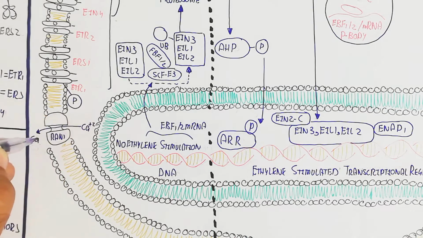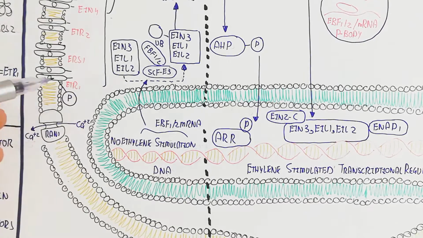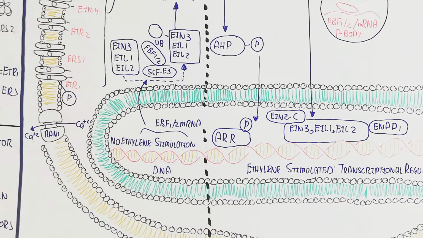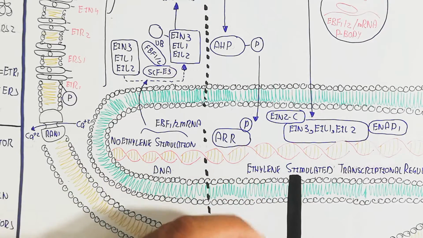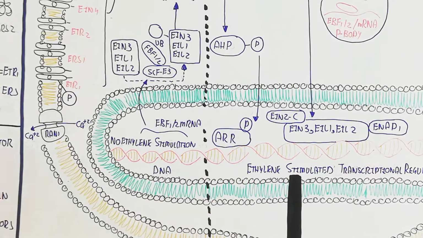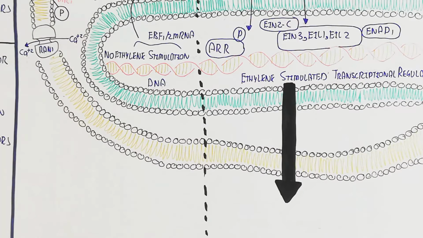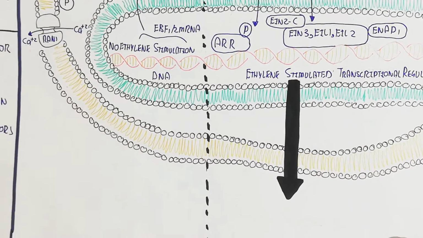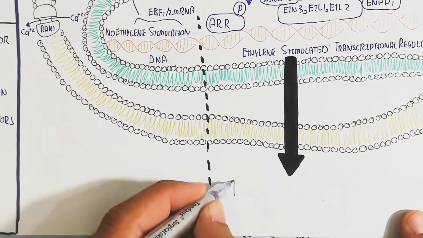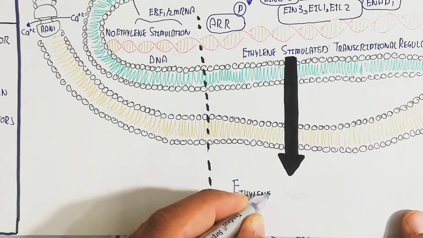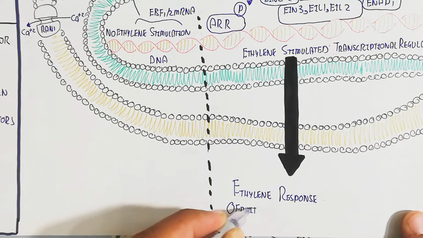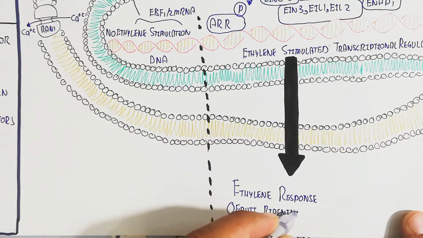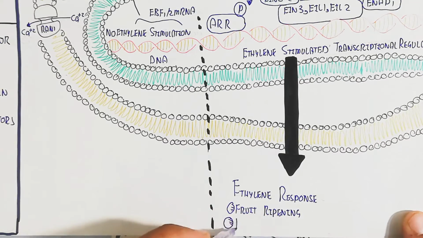While in this case, in the absence of ethylene, RAN1 and calcium efflux will trigger the ETR1, ERS1, ETR2, EIN4, ERS2, while on the other hand ethylene inhibits these. So remember that. The ethylene response will lead to fruit ripening and fruit maturation, and that is why growth will be stopped and development will be stopped while the ripening is triggered.